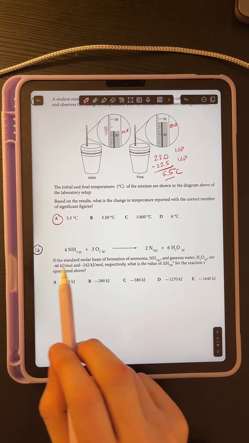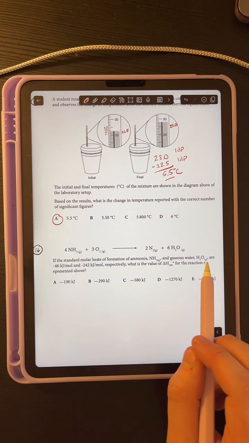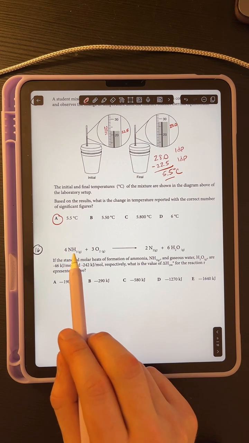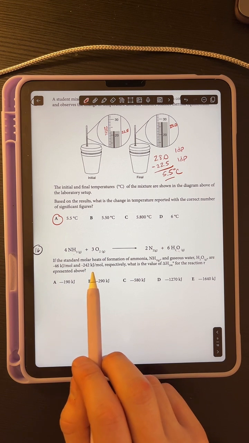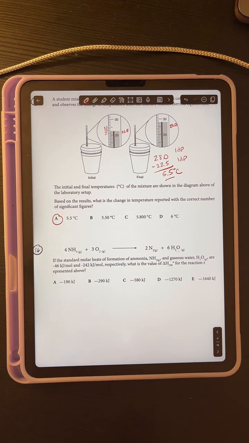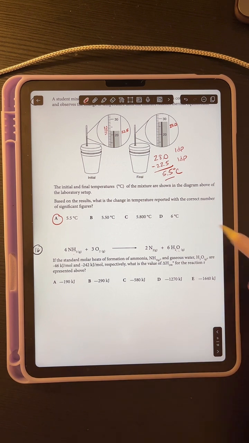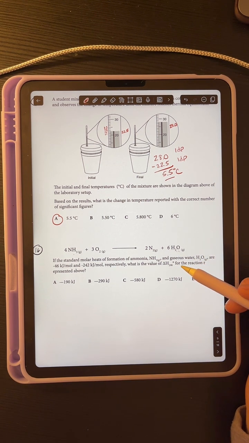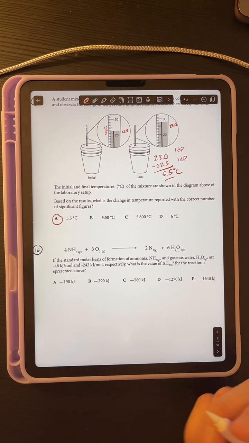There it is. So here we have, if standard molar heats of formation of ammonia, NH3, and gaseous water, H2O, so we're given something about this value here and something about this value, are -46 and -242. What is the value of our delta H for the reaction represented above? So here we're given some enthalpies of formation for each one of these pieces. Well, two of the 4 pieces actually, but we want to figure out the overall delta H.